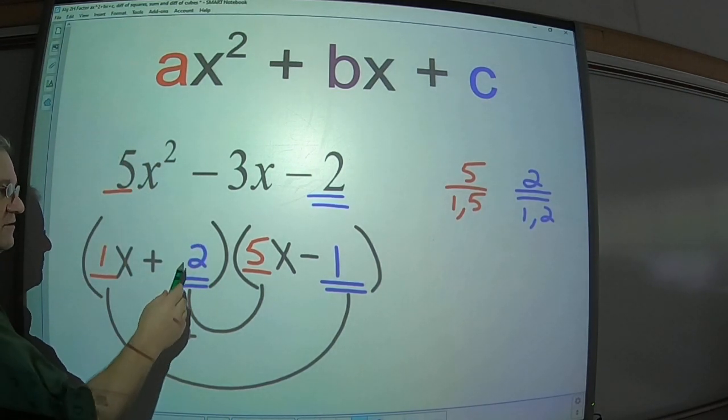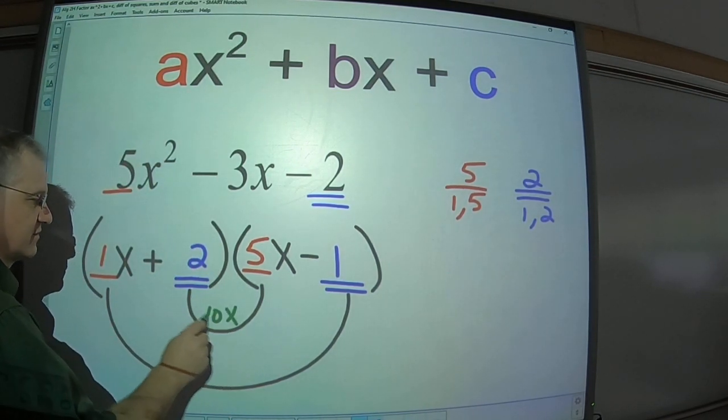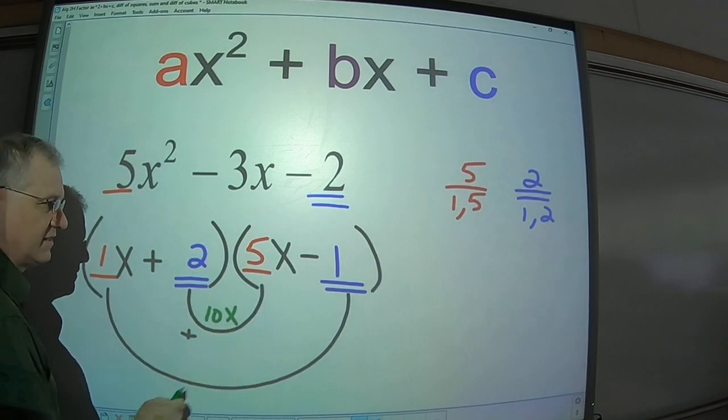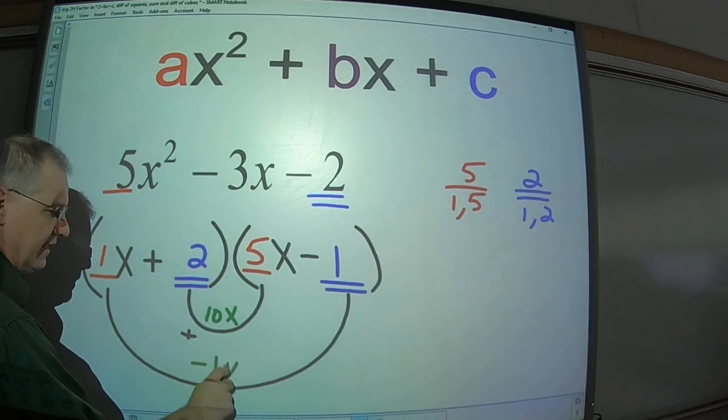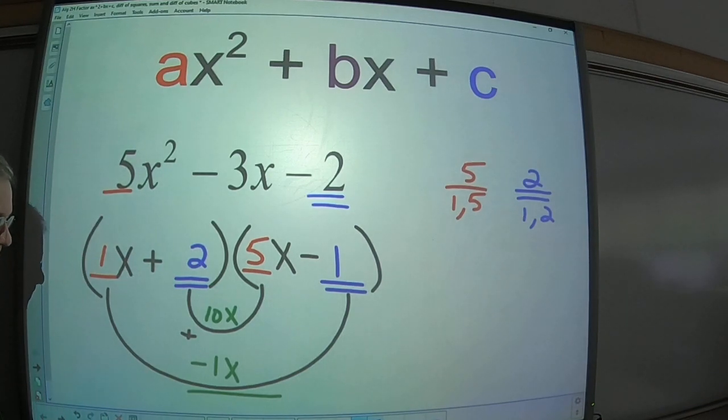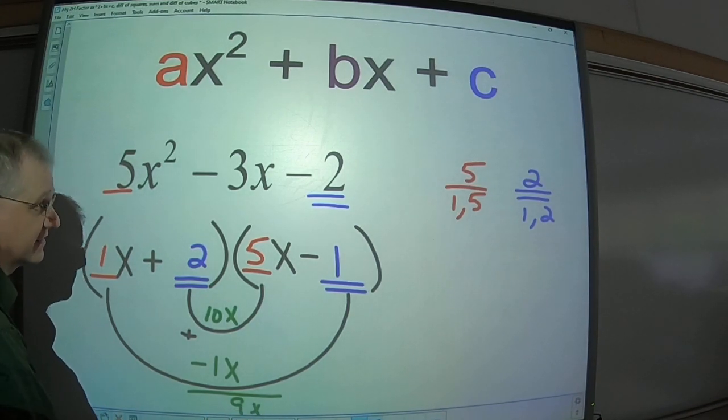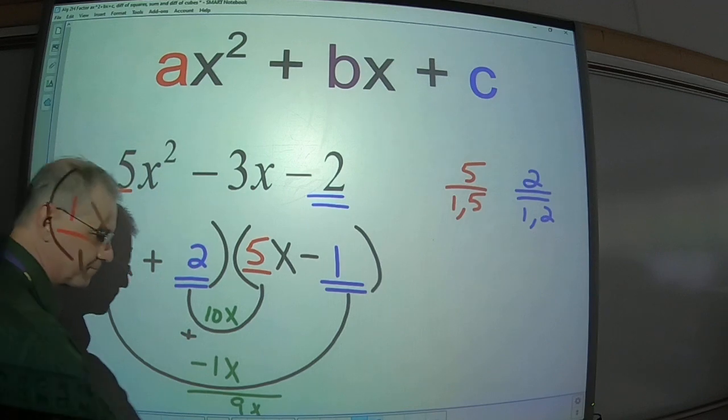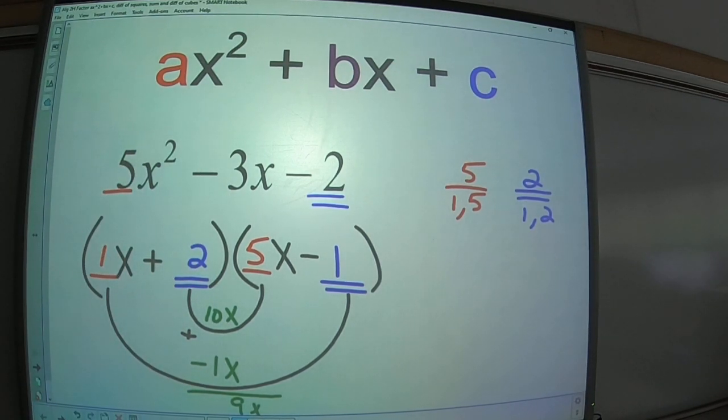So when I do that, 2 times 5 is 10x. 1x times negative 1 is negative 1x. And when I add them up, I get 9x. That's not what we were looking for. So we need to do something different.